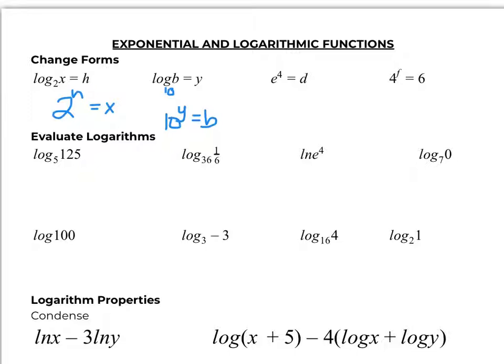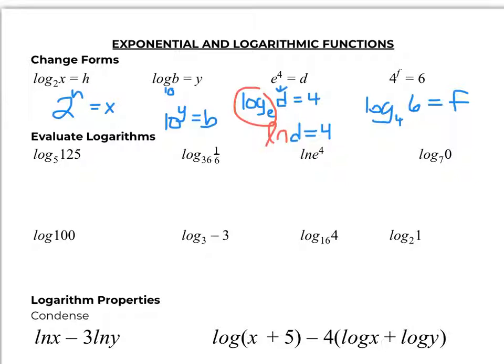I have an exponential function, and I'm going to write it as a log. So log base e of d equals 4. And remember, the d is called your argument, and it's larger than the e. The e is a subscript. And for this one, we need to remember that log base e is really natural log. So natural log of d equals 4. Last one, log base 4 of 6 equals f.